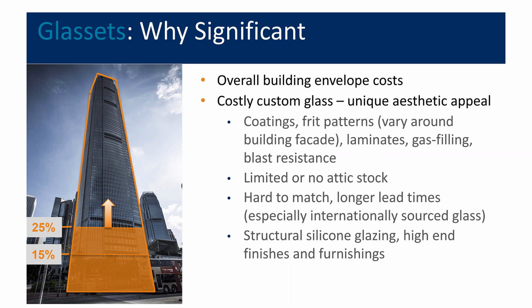There's a variety of coatings, frits, laminates, gas filling, blast resistance that can drive up the cost. Then because of the wide variety of glass products used on buildings nowadays, there's typically limited or no attic stock at the completion of the building from which to draw on to replace any of those products. They become harder to match. There's much longer lead times, especially if that glass is internationally sourced. And then with structural silicone glazing, the removal and replacement of those glass products becomes expensive as well.